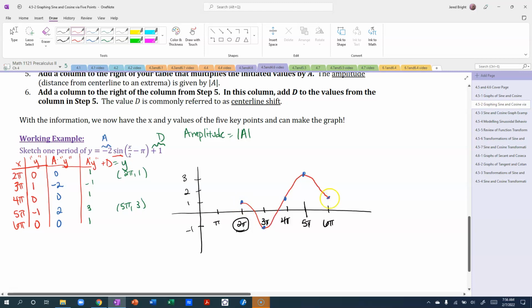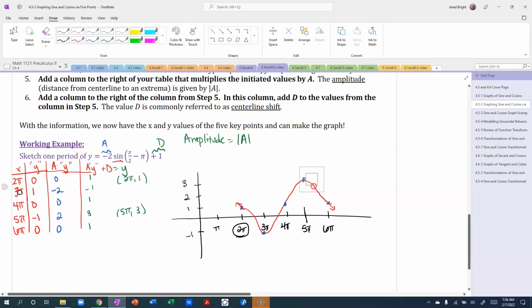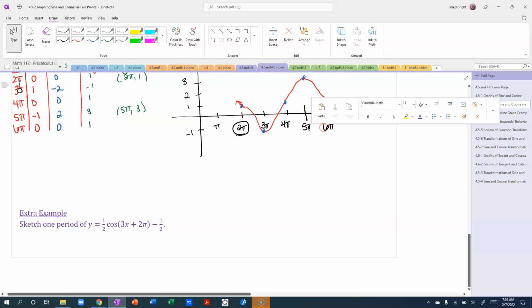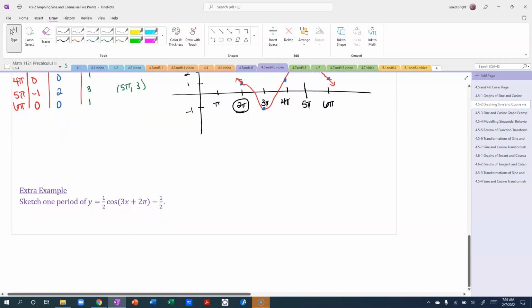Now, technically, these are periodic functions, so you should go beyond them with arrows just to indicate that the pattern repeats. But that's all we have to do for graphing sine or cosine by the 5 key points. This procedure can be generalized. Here we did sine, down below we have cosine. So we'll do one more example here, running through it a little bit quicker.